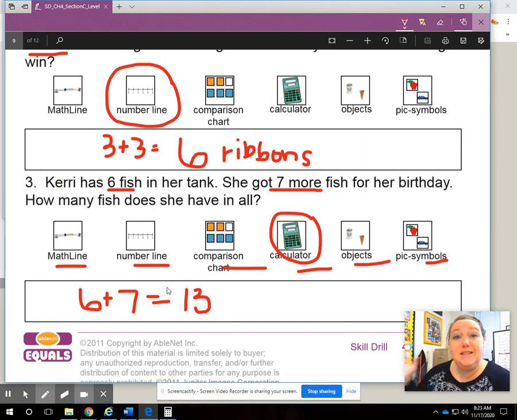So for my distance learners at home, my recommendation is that you use objects, that you use a number line, and that you use a calculator. Those are your three kind of biggest options to use while you're at home because you don't have a math line. You don't really have the comparison charts in front of you. And it's going to be hard for you to have picture symbols available as well. So those three main strategies are what I want you to pick from today.